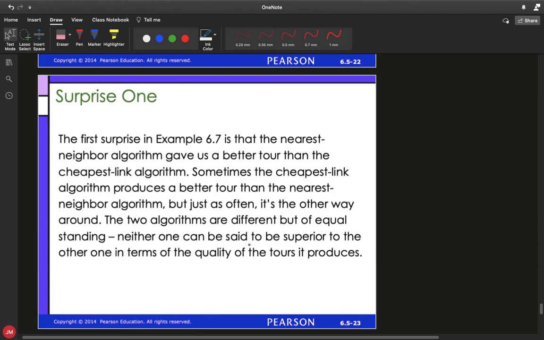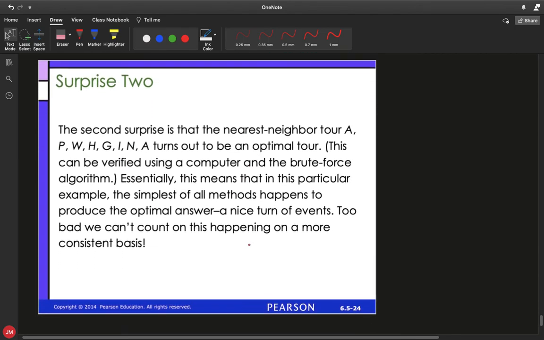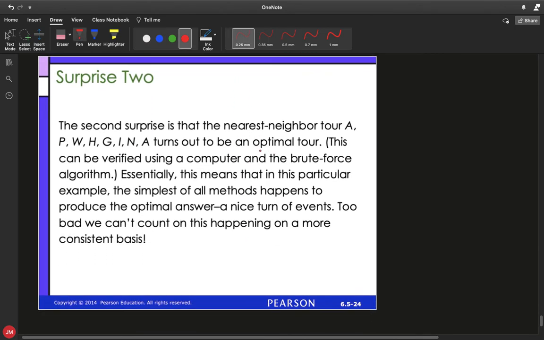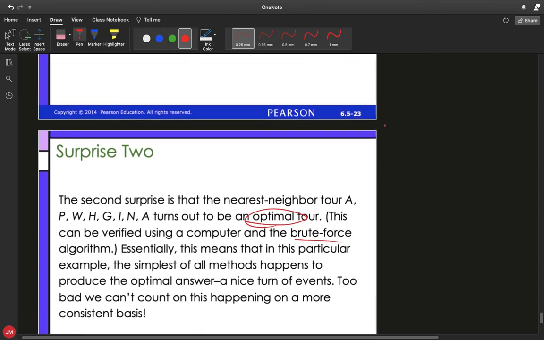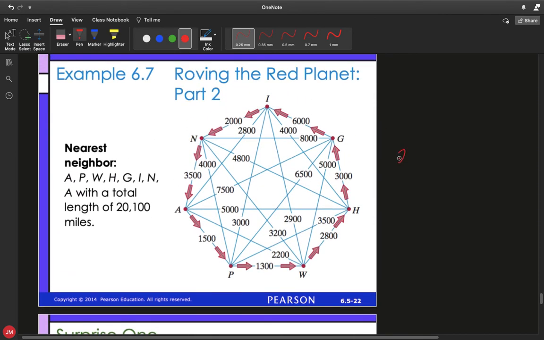Remember, nearest neighbor was actually the worst out of our four methods for our other example. Now it turns out that cheapest link is going to be worse than nearest neighbor. In fact, come to find out, surprise number 2 is that the nearest neighbor actually turns out to be our optimal tour, which if you were to use a computer or if you just had a lot of time on your hands and did brute force algorithm, you'd actually find out that nearest neighbor is optimal. So it turns out that 20,100 is the optimal tour as well as the nearest neighbor. So that would be the one you'd also come up with if you're to do brute force.